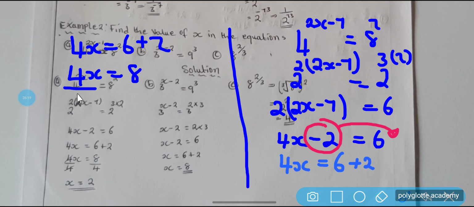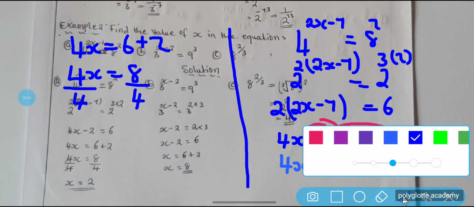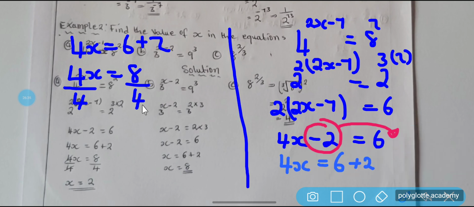So we are going to divide all through by the coefficient of x, that is the value attached to x, which is 4. Divide all through here by 4. So this 4 can cancel with this 4. 4 will go here 2 times and 4 goes here 1 time. So we are going to have x equal to 2.